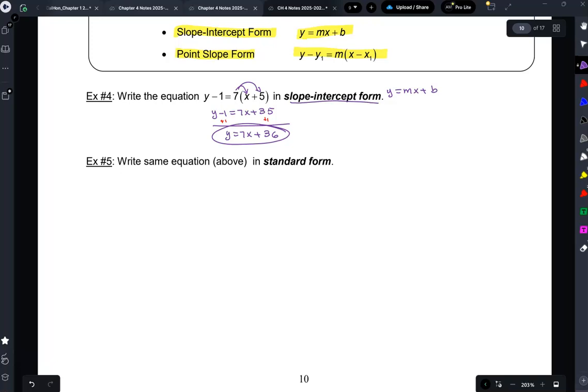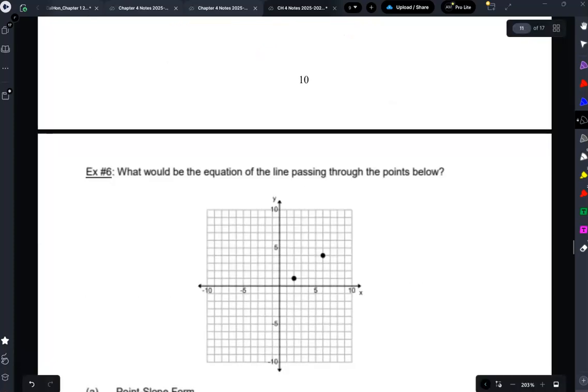Okay, so this one, just cross it out. We're not going to do it. It's not going to be on the test? Nope. It's like pretend it never happened.